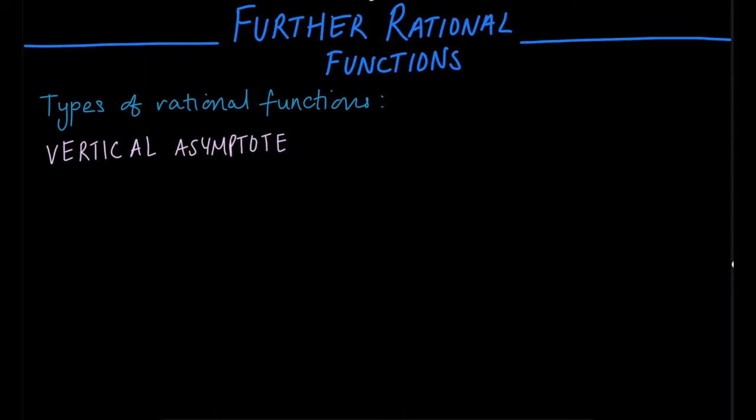Okay, so vertical asymptote. Basically what we're looking for when we're looking for vertical asymptotes is to investigate the function around the places where the denominator is 0. We can basically find the vertical asymptote of any rational function by setting the denominator to 0. And I'll just show you.